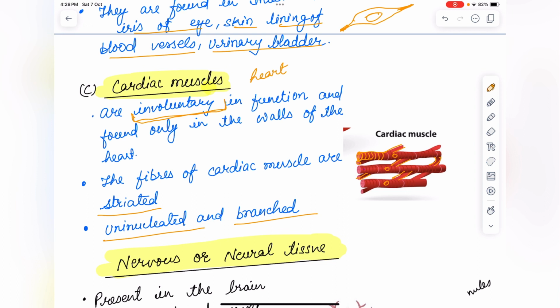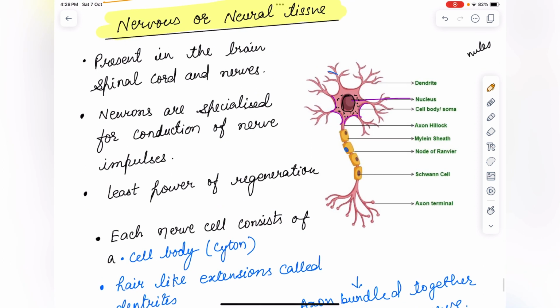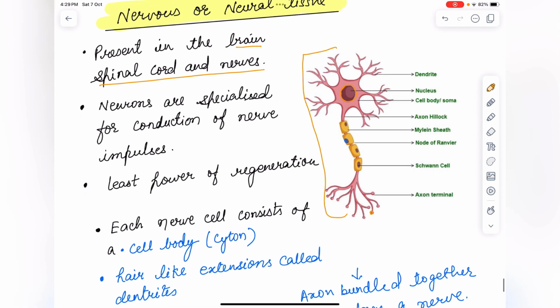Next we will start with the nervous tissue, the neural tissue. This nerve tissue is present in the brain, spinal cord and nerves. You can see the structure. This is nerve tissue, and these neurons are specialized for the conduction of nerve impulse. ये क्या करता है? nerve impulse को conduct करता है. This is a neuron, and this neuron will not have the regeneration power.